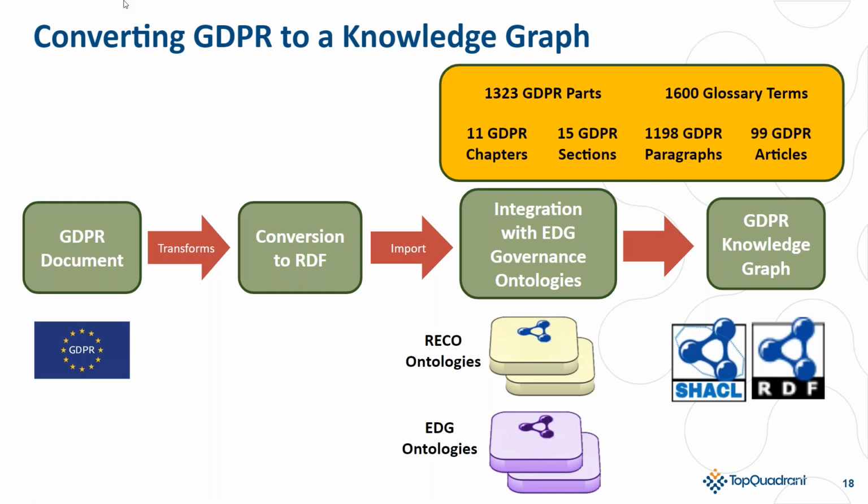What did we discover when we created the GDPR knowledge graph? Well, we found that there are about 1,300 GDPR parts. There's 11 chapters within it, 15 sections, approximately 1,200 paragraphs, and about 100 different articles. And so we take this information and again apply it as part of a knowledge graph as another overlay over everything that we've just finished talking about.